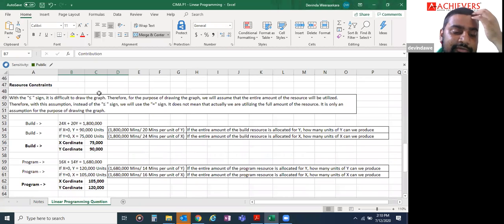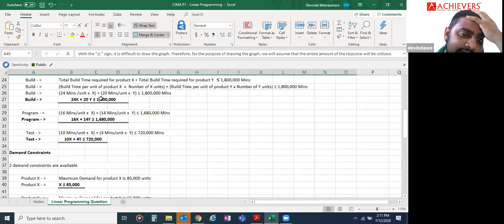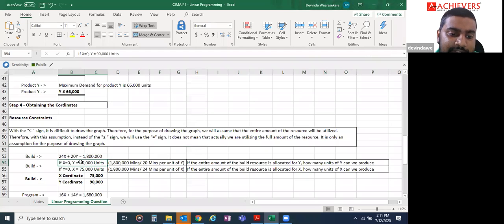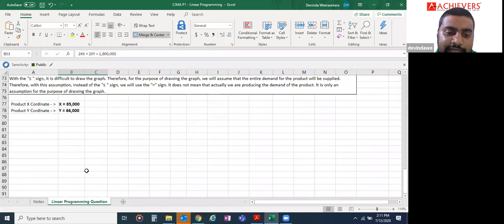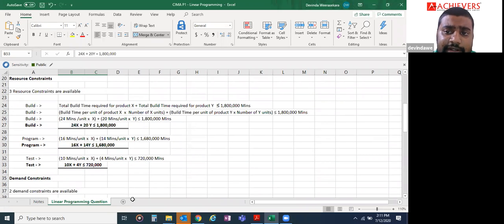So for the purpose of obtaining the coordinates and drawing the graph, instead of saying less than or equal, we assume that the full amount of the resource will be utilized and the full amount of the demand for the product will be supplied. And then we use the sign equal instead of less than or equal, right? That's how we got the coordinates. That's where we stopped. So the next step, guys, is drawing the graph. Okay, so now let's learn how to draw the graph.